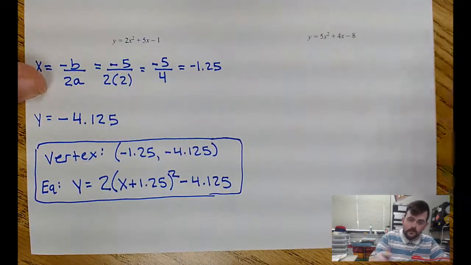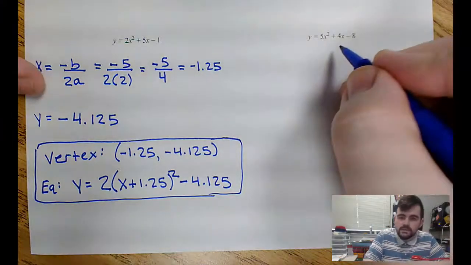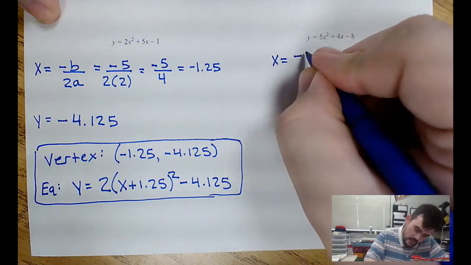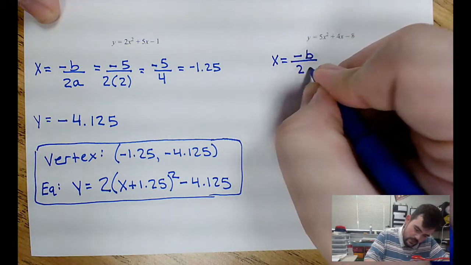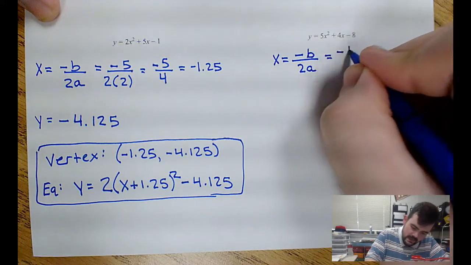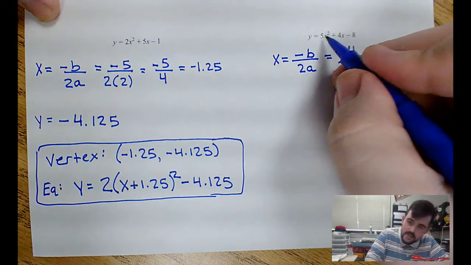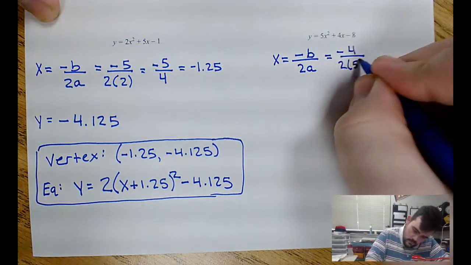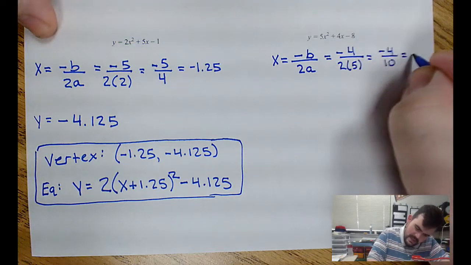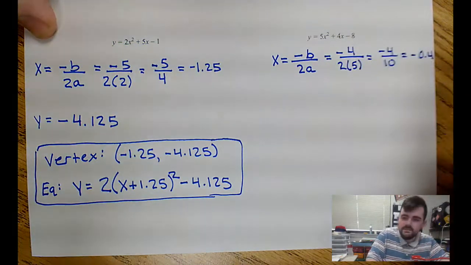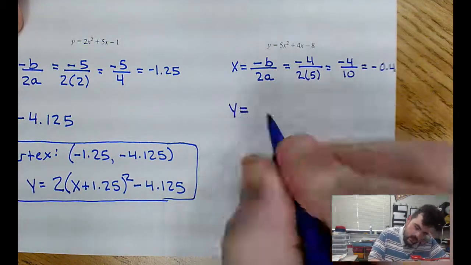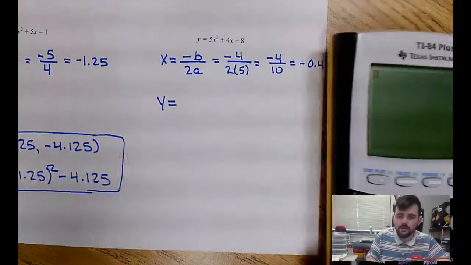One more. 5x squared plus 4x minus 8. So x equals negative b over 2a. Now b is 4, so that's negative 4 over 2 times a is 5. That's negative 4 over 10, which is negative 0.4. Plug that in to get the y-coordinate of your vertex. Maybe it'll be a little bit prettier.